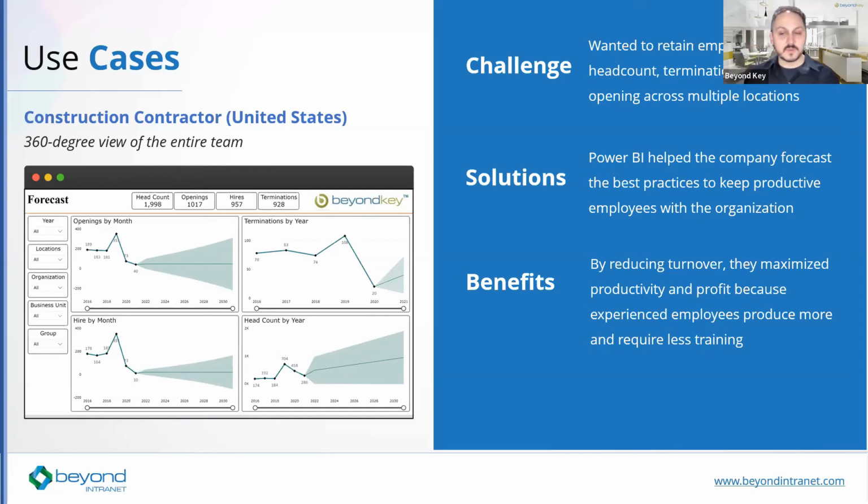So what we did was we used Power BI to help them forecast the best practices to keep their productive employees in the organization. By reducing this turnover, we were able to maximize profit and productivity. And think about this. If you have an experienced electrician and you're afraid they're going to leave the organization and go somewhere else, what do you need to do to keep them there? What information would be helpful to know ahead of time so you keep them happy? And by taking a look at the information that you have in the past, you're able to forecast that. You take a look at the linear graphs that are here, you're predicting the trends.